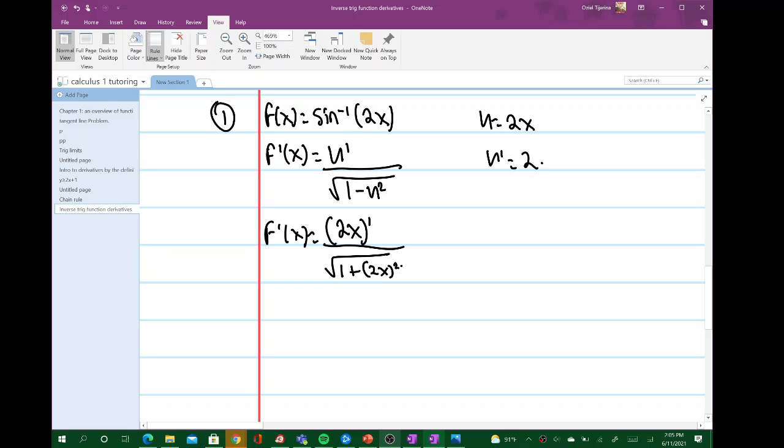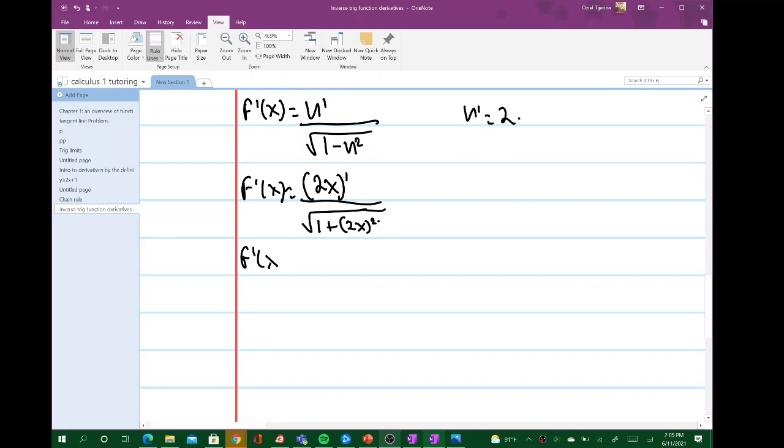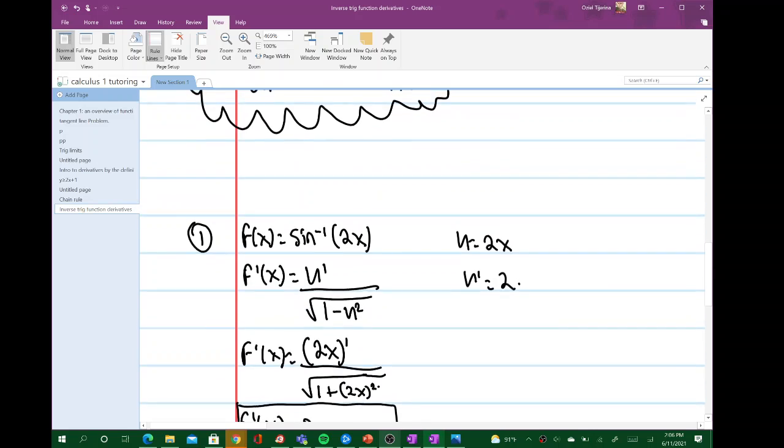So then f prime of x is going to be equal to the quantity, the derivative of 2x is just 2, and then over the square root of 1 minus, and then 2x quantity squared, that's just 4x squared. So this would be your answer for this one. This one's pretty easy. It's not really that hard.